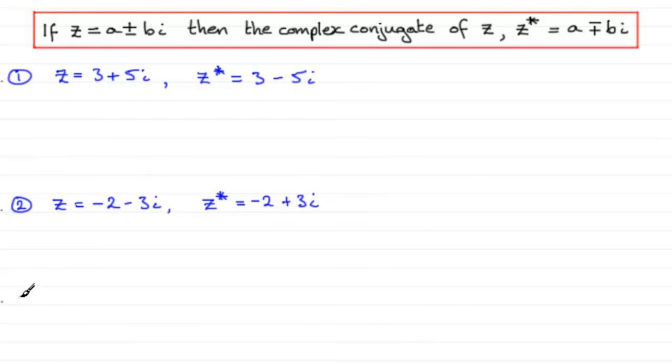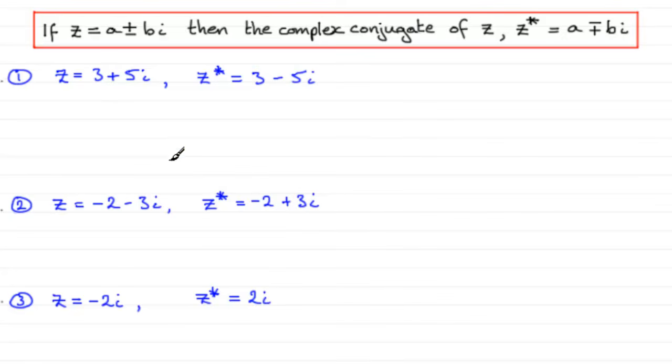Even if you had just an imaginary part to your complex number, like say z equals minus 2i, then the complex conjugate of that, z star, would be 2i. When you've got a complex number and its complex conjugate, we often call this a complex conjugate pair. So this is a complex conjugate pair, and the same applies to this.